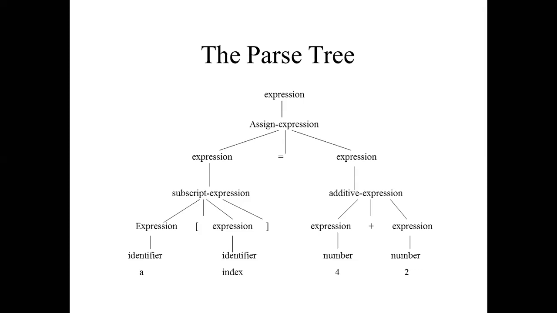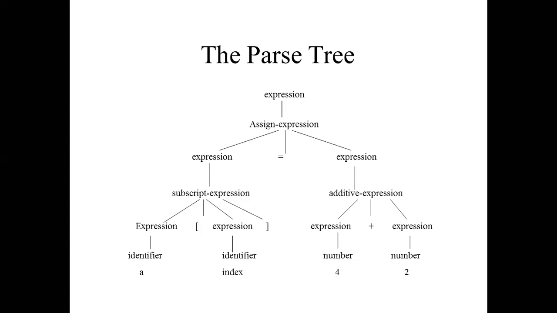So a, then brackets, then index, then the closing square bracket, then the equal sign at the center of the assign expression, and then go to the right side. On the right side, at the end we get the 4, then in the additive expression the plus, and then 2. So this is the way to implement the parse tree.